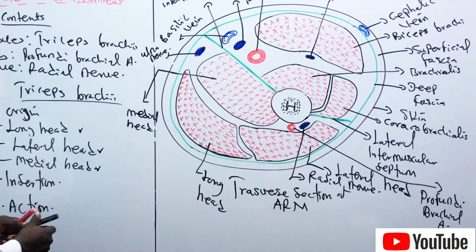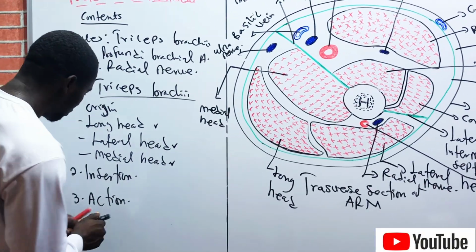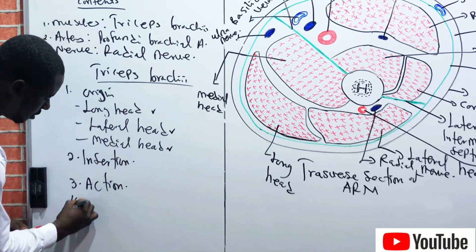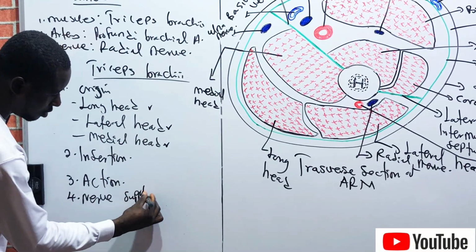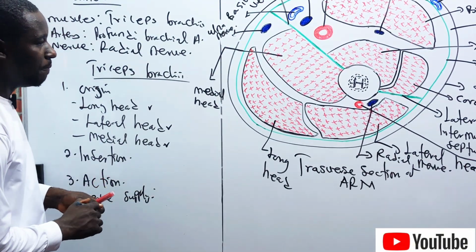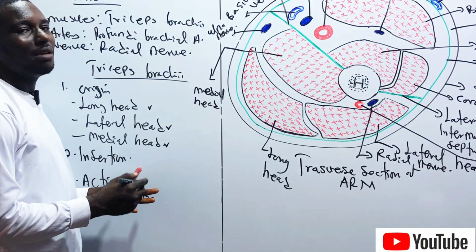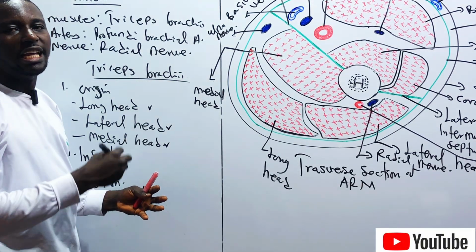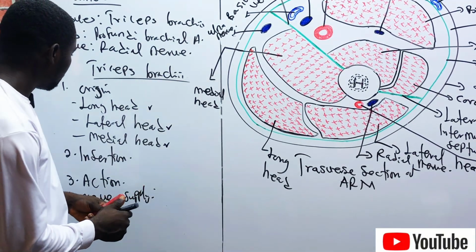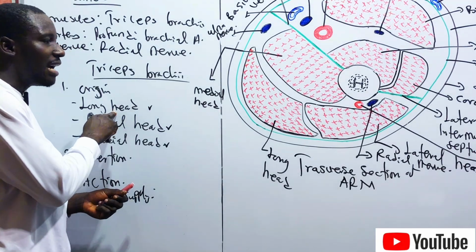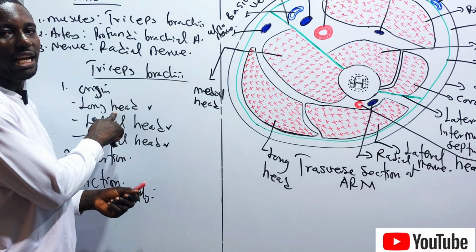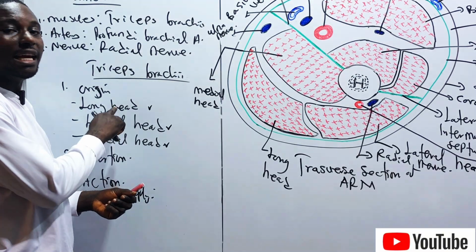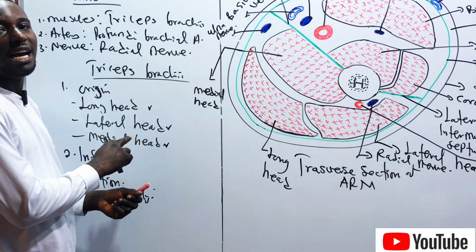Okay. So we go to the nerve supply. The nerve supply of the triceps brachii is according to the three heads of the triceps brachii. The long head of the triceps brachii is supplied by the radial nerve in the axilla. Yes, that is the nerve to the long head, the radial nerve in the axilla.